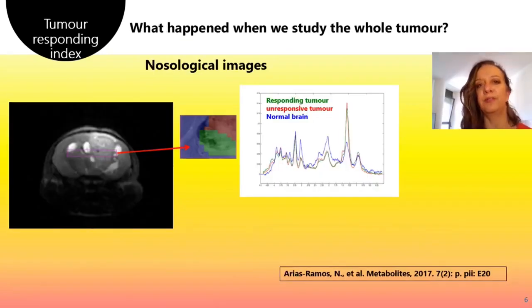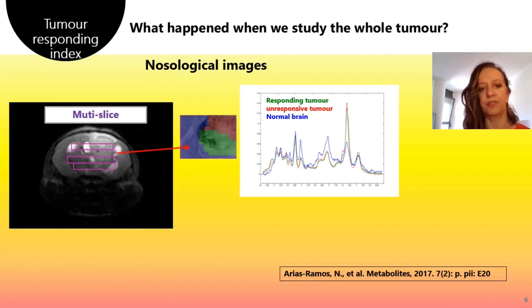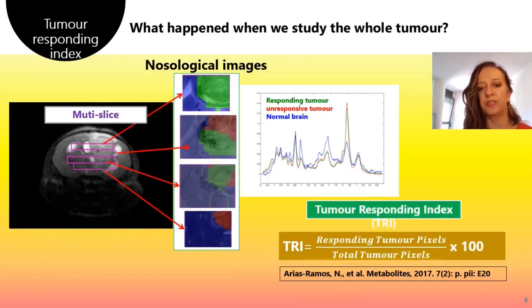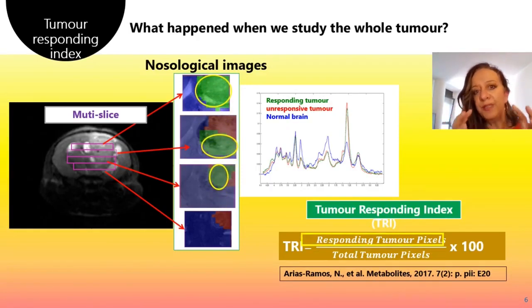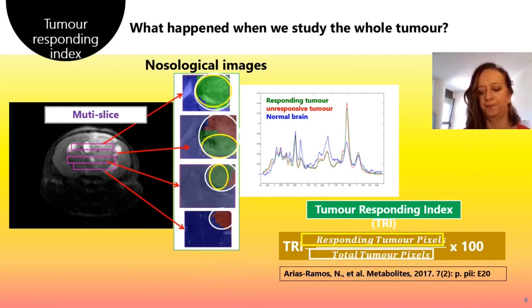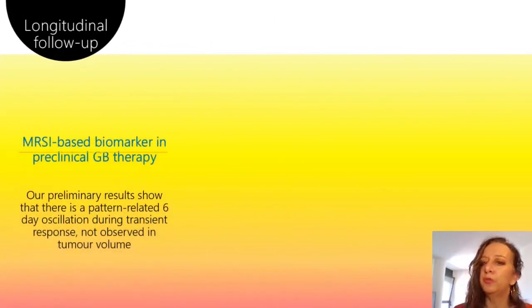But we all know that glioblastomas are very heterogeneous tumors, so rather than studying only one slice, we moved to multi-slice acquisition, generating several nosological images the same way I described before, and we were also able to calculate what we call the tumor responding index, which is the amount of pixels showing a pattern related to responding tumors over the whole tumor pixels. And just keep this tumor responding index concept because it will be important in the next slide. Go to longitudinal follow-up.